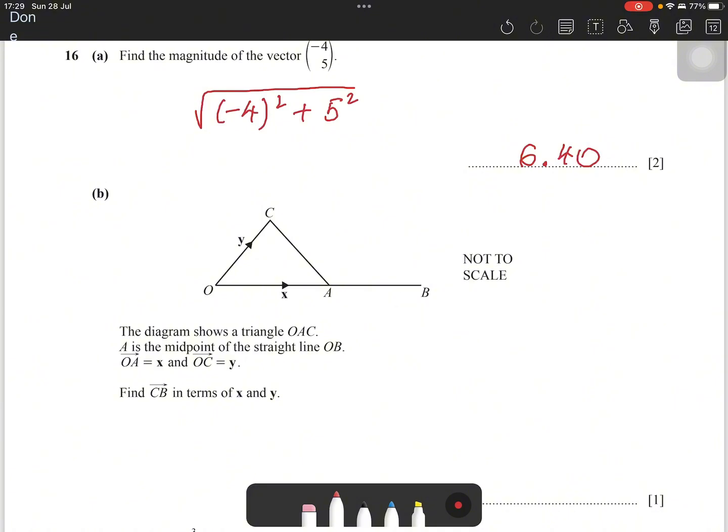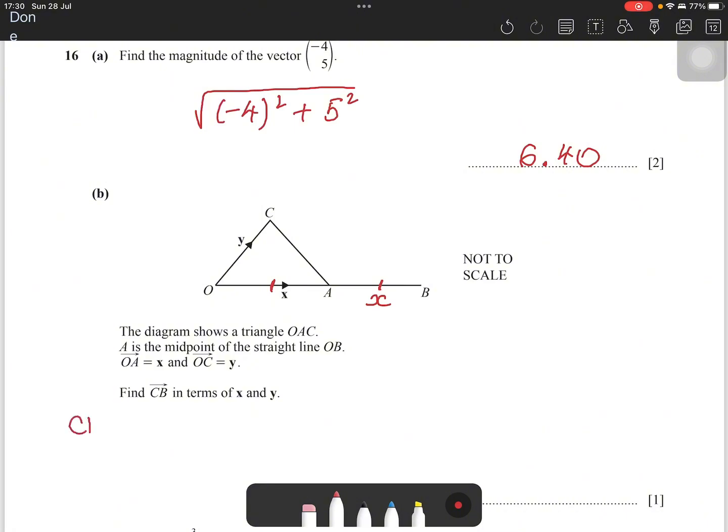B. The diagram shows a triangle OAC. A is the midpoint of the straight line OB. OA is equal to x and OC is equal to y. So the vector AB is also x. Find the vector CB in terms of x and y.